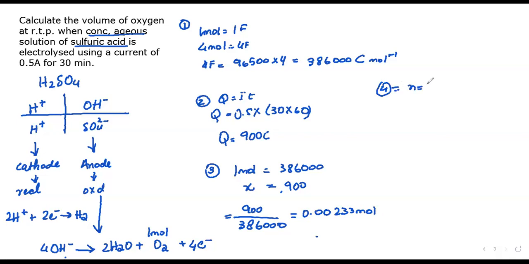Step number 4, I know my formula. Moles is equal to volume over 24 dm cube. This is why I specified RT. 24 dm cube is the value at room temperature and pressure. Keep it in mind that if we have a different temperature or the pressure is different, then we cannot use 24 dm cube, because 24 dm cube is the volume for 1 mole of gas at room temperature.